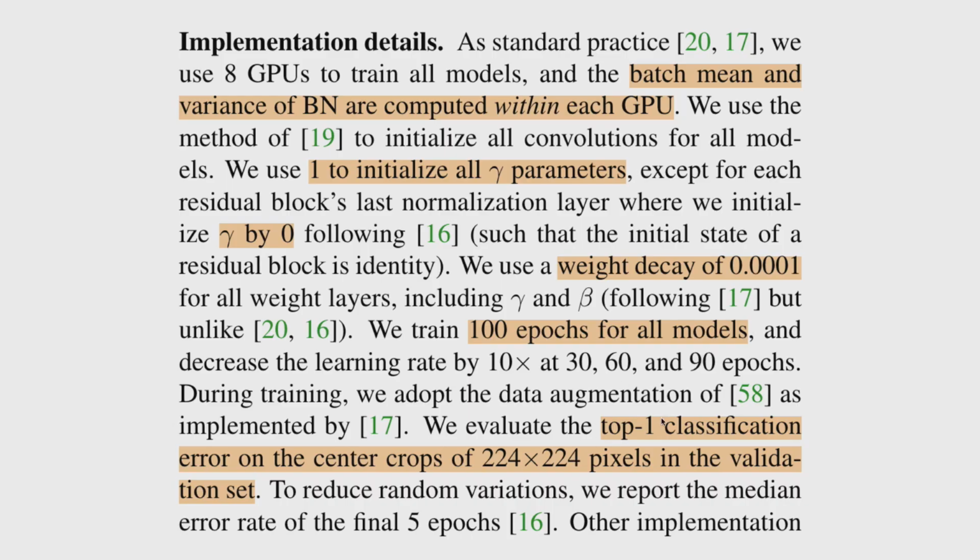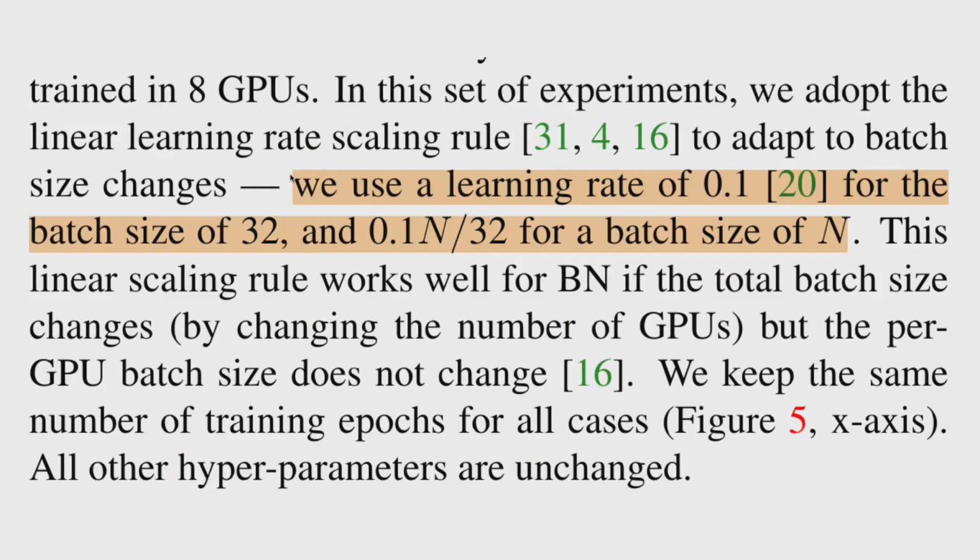And then they evaluate top 1 classification error on the center crops of 224 by 224 pixels in the validation set. They do this learning rate scaling, where they use a learning rate of 0.1 for a batch size of 32, and then they scale that up or down based on the batch size that they're using, for different batch sizes of n. So for example, a batch size of 16 would use 0.05, which is 0.1 times 16 over 32.